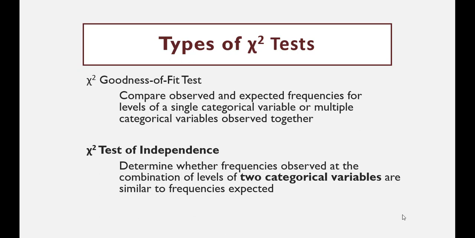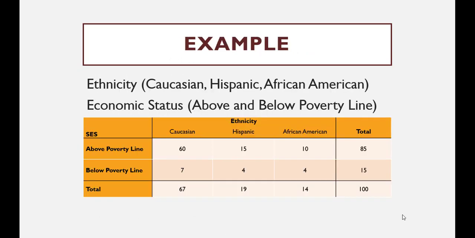So as I mentioned, the chi-square test of independence, we are typically comparing two categorical variables. So an example of this would be if we wanted to look at the association, the relationship between ethnicity and socioeconomic status. With ethnicity, we have a categorical variable, Caucasian, Hispanic, African American. With economic status, we also have created a categorical variable above and below the poverty line.